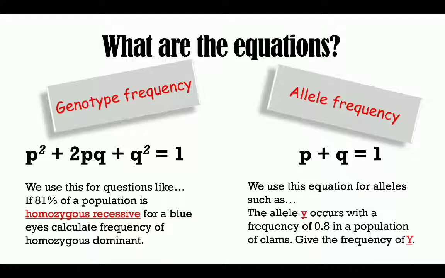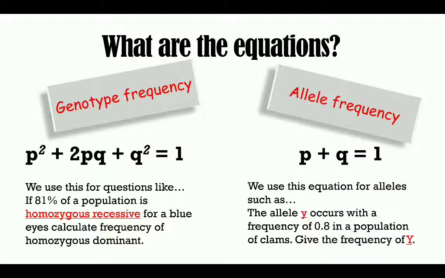In terms of our genotype frequency, we have p squared plus 2pq plus q squared equals 1. Our allele frequency is p plus q equals 1. So we can see here, in terms of the genotype frequency, we're actually looking at genotypes themselves, so whether it's homozygous dominant, heterozygous, or homozygous recessive. Whereas the allele frequency, we're only looking at dominant or recessive alleles. So genotype frequency, we're looking at 2. Allele frequency, we're only looking at 1.